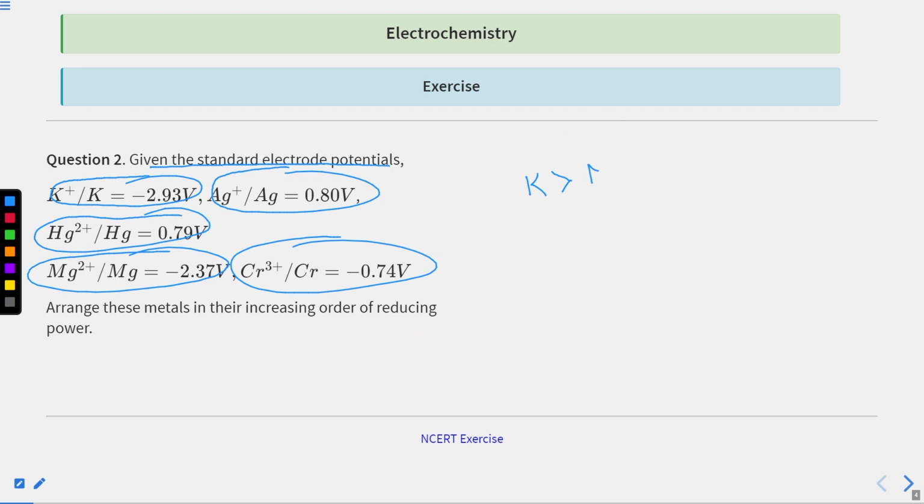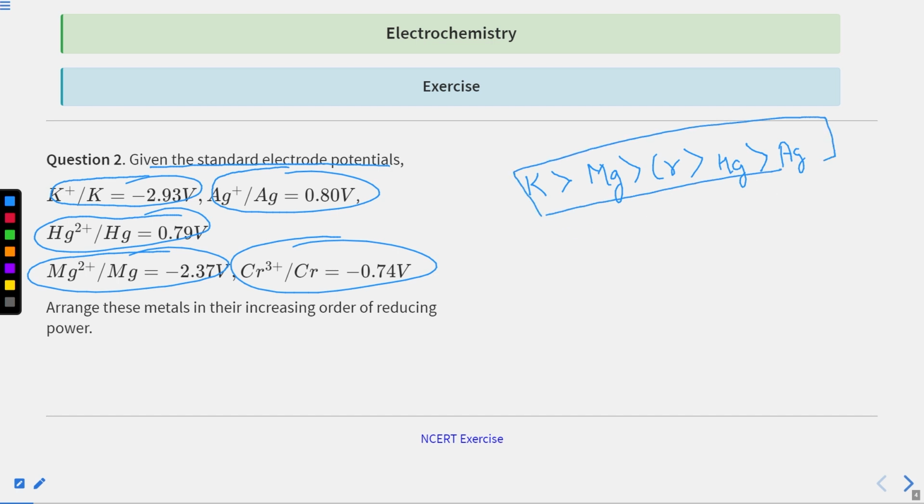So we will place magnesium here. Then we will place chromium here. Now which one is having the least value? Of course it is Hg, that is our mercury. And the one with the highest value of reduction potential will have the smallest reducing power. So this is the order.